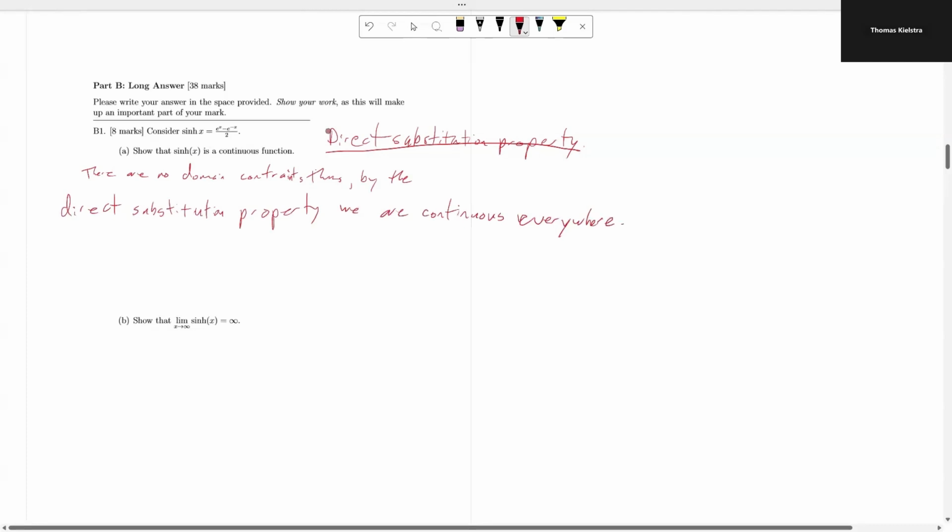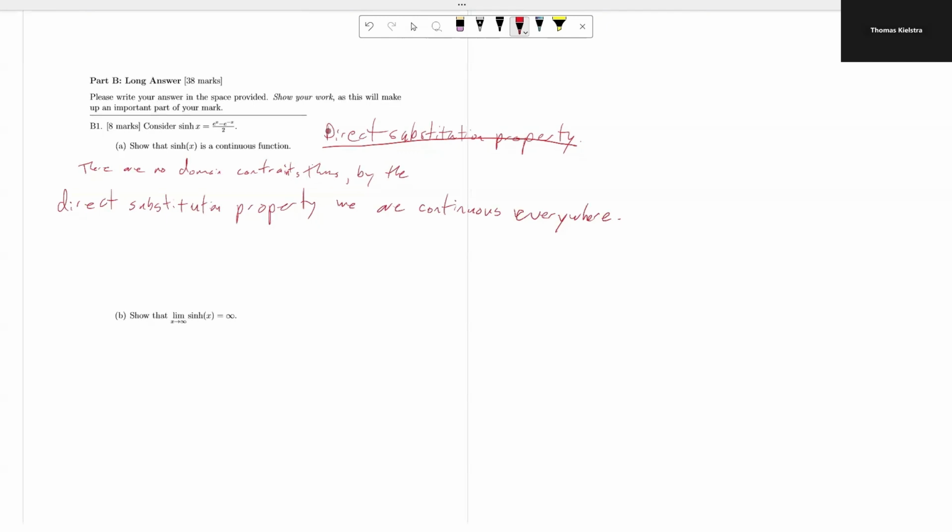What you'll notice in these long answer part B questions is the argument we use will show up more and more in these questions. The rapid fire questions were: if you know the theory, what's the answer? Now we care more about the argument.